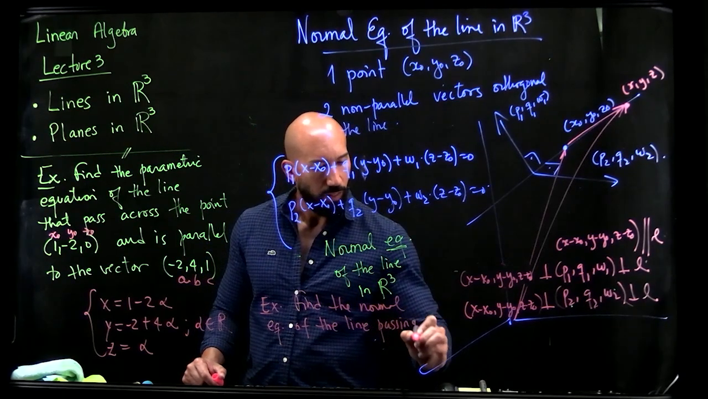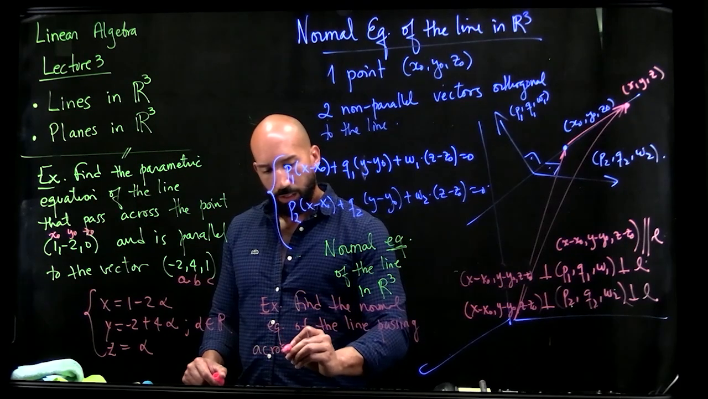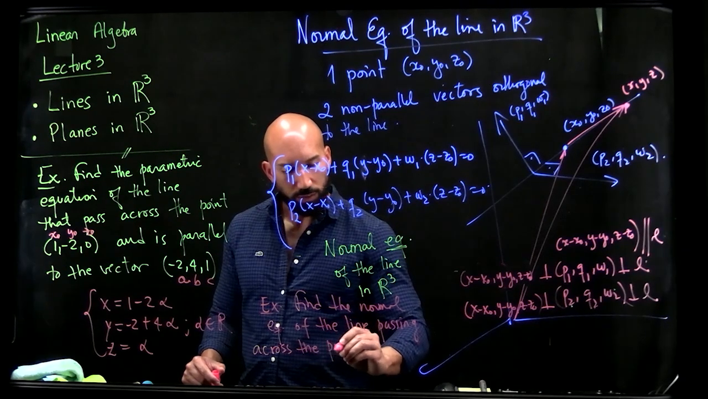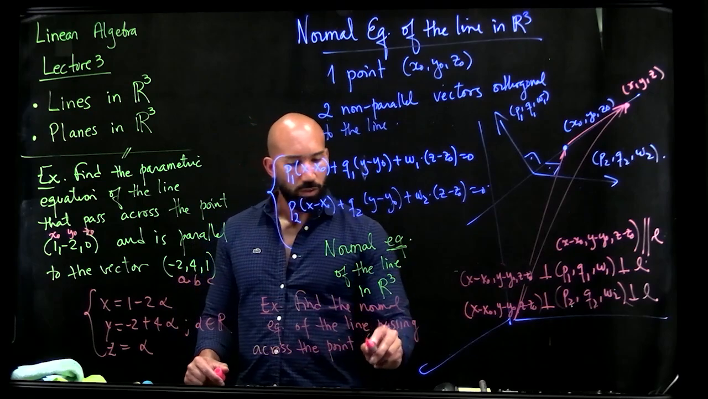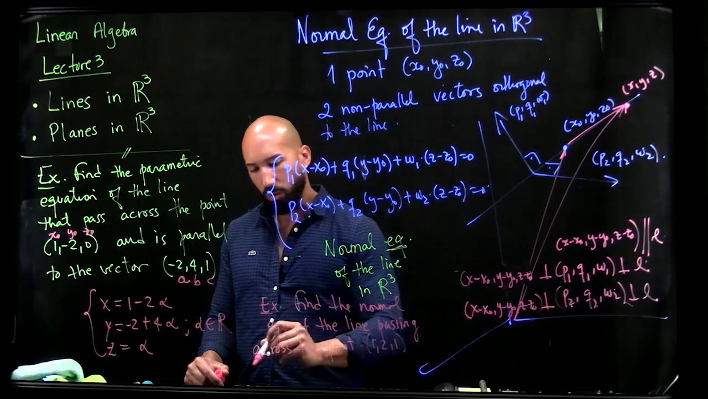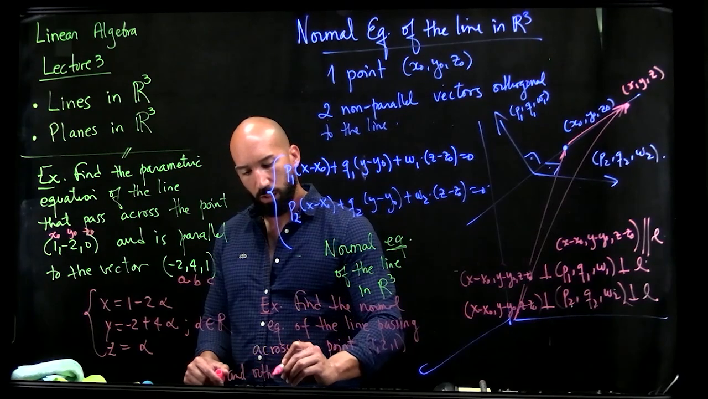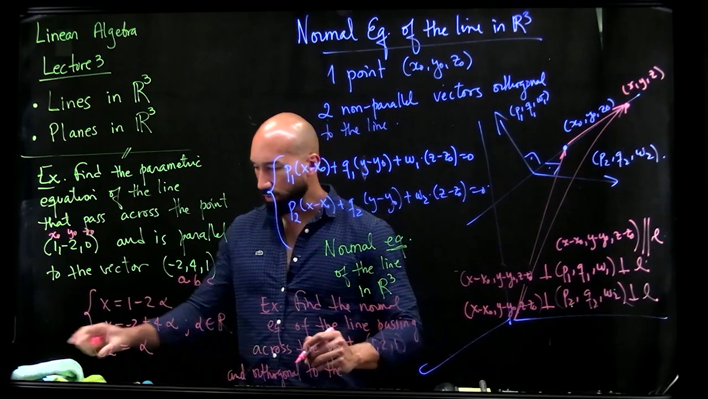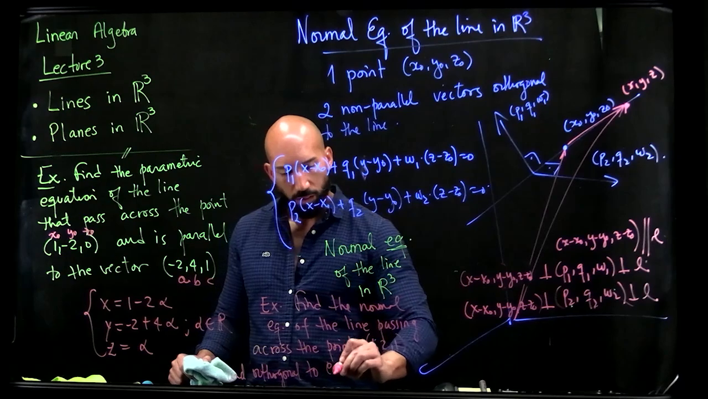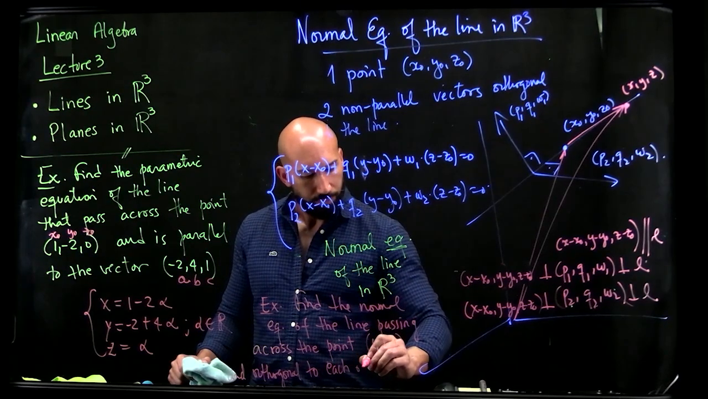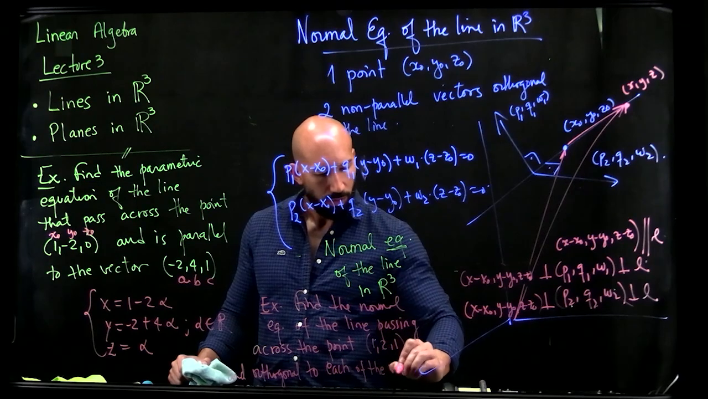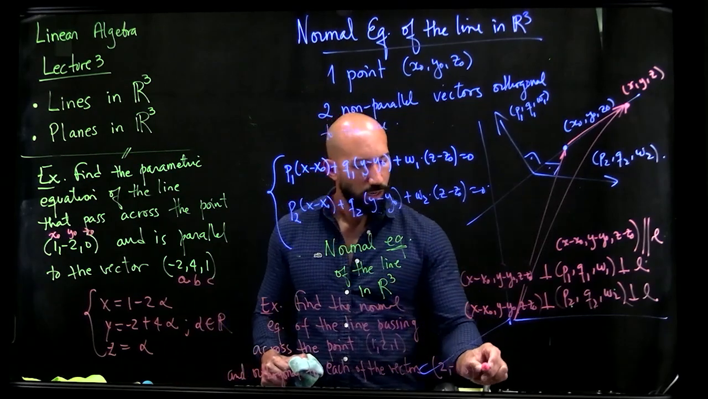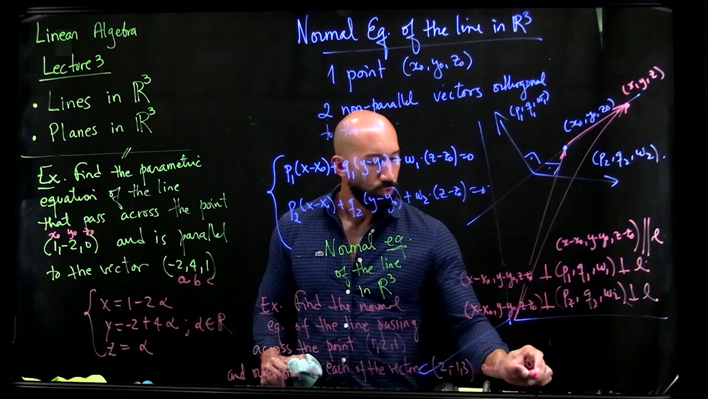passing across the point 1, 2, 1 and orthogonal to the vectors, to each of the vectors, let's say 2, -1, 3 and 2, 0, 3.